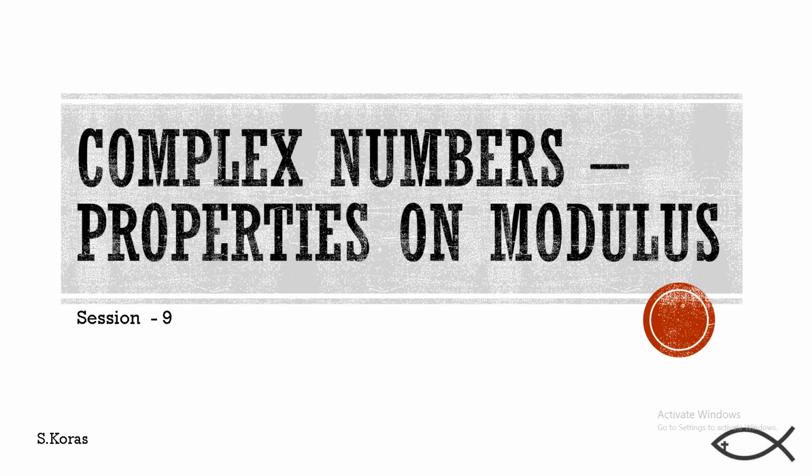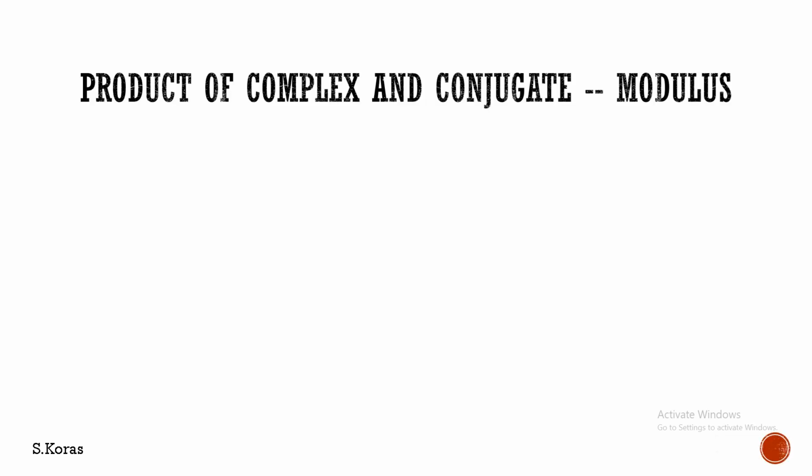Listen, we are going to see properties of modulus of complex numbers. First and foremost, a very important property is this: modulus of z square is equal to z into z bar. Otherwise, z into z bar is equal to modulus of z square.